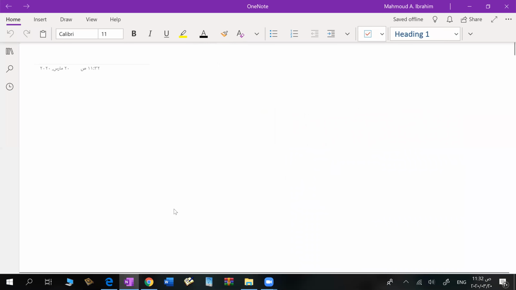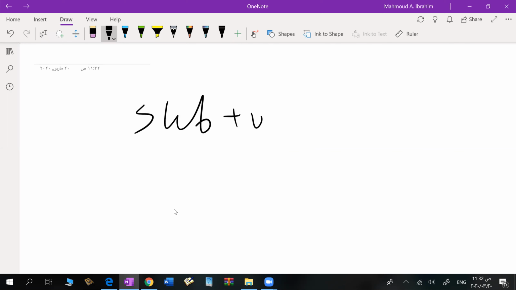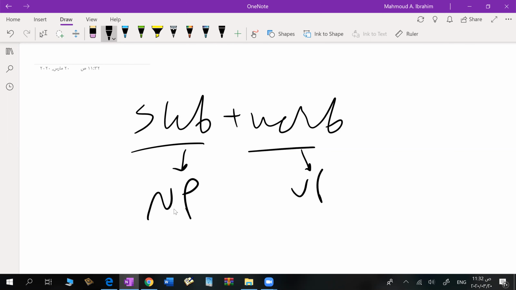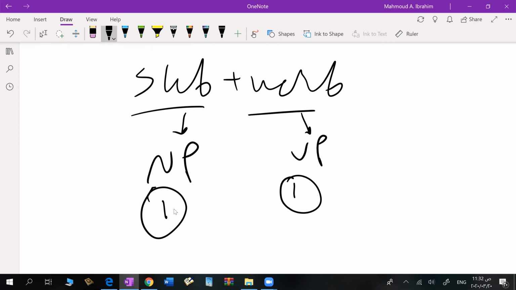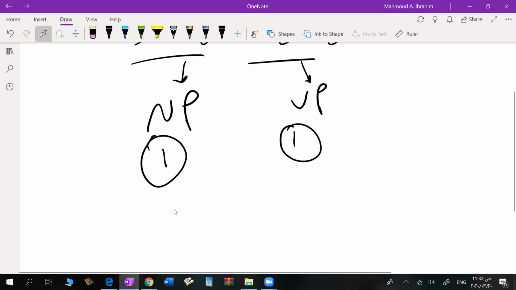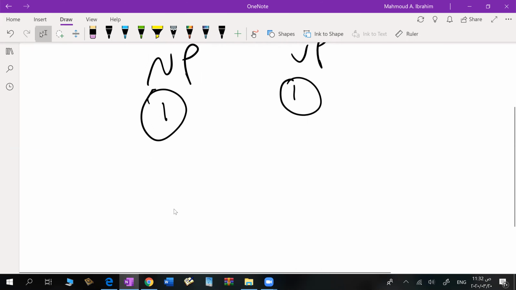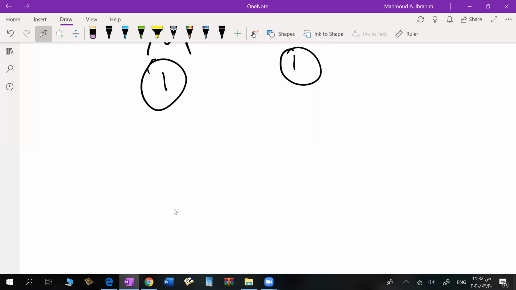We said yesterday the sentence must have a subject and a verb, and we said it must be a noun phrase and the verb must be a verb phrase. Correct? We said you must have only one subject and one verb in the clause or in the sentence. And we also talked about appositives. We said sometimes you have appositives.